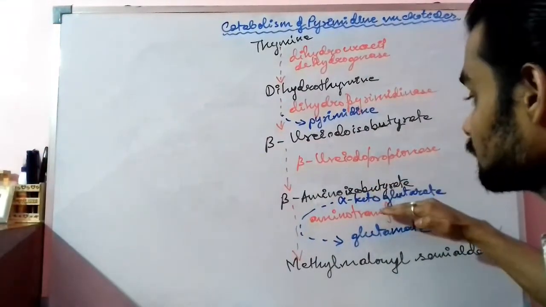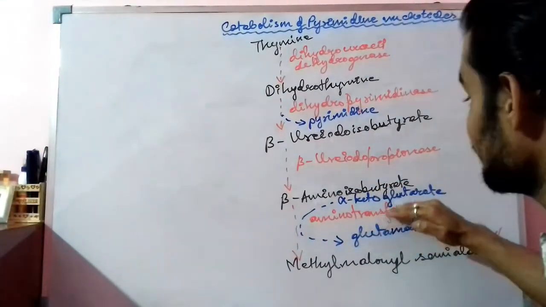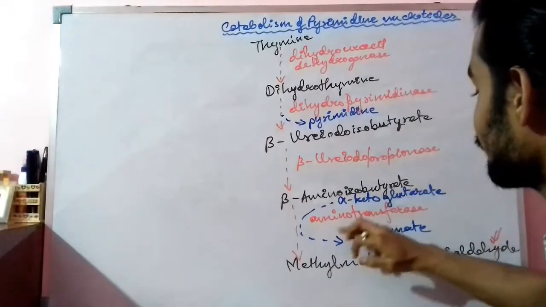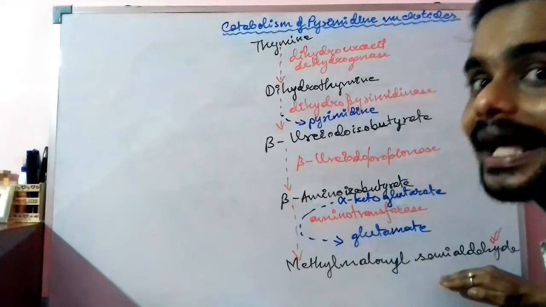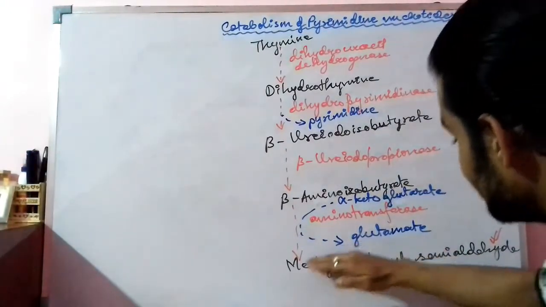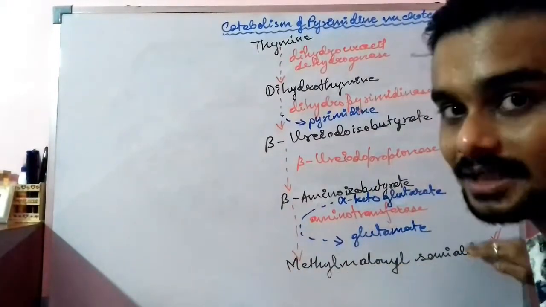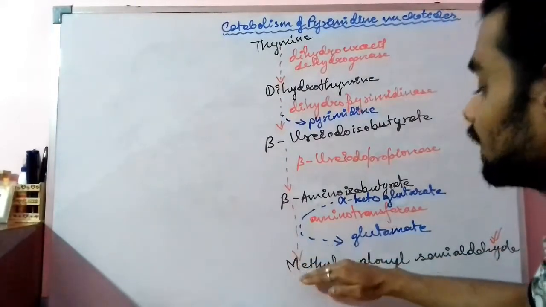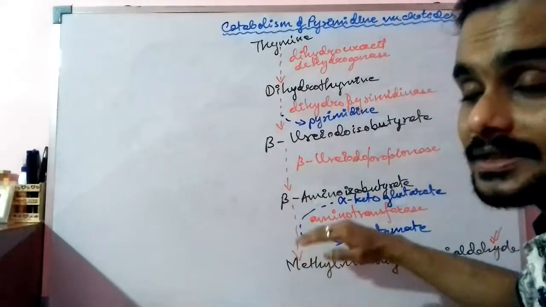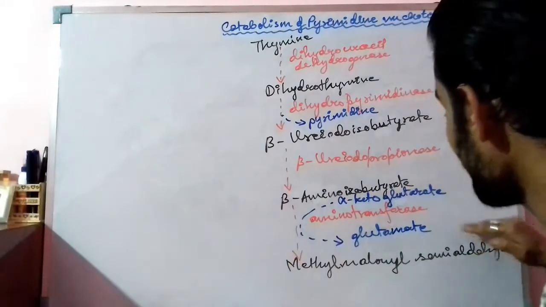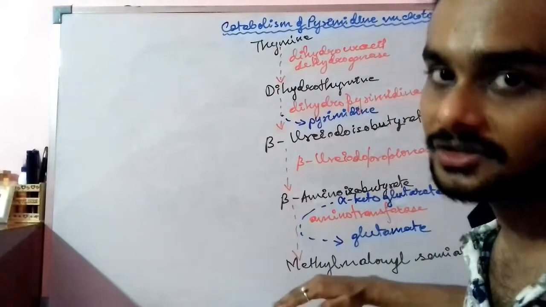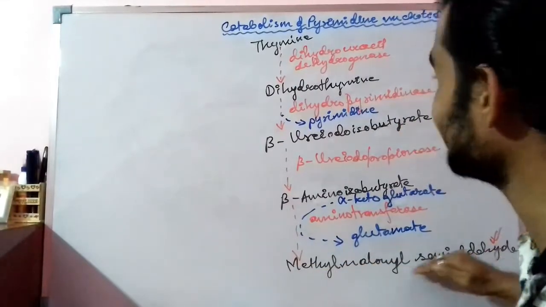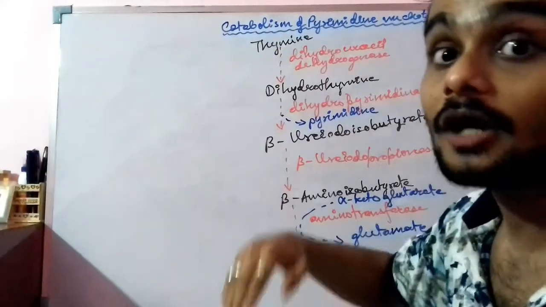Now beta amino isobutyrate in the presence of aminotransferase, with alpha ketoglutarate converted to glutamate, helps in the formation of methylmalonyl semialdehyde. Okay, this is the non-toxic waste compound which is deliberately removed out of the body through urine or other means of excretion. So this methylmalonyl semialdehyde is the ultimate end product of the catabolism of thymine in this case.